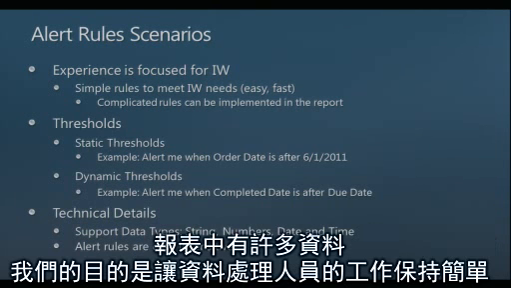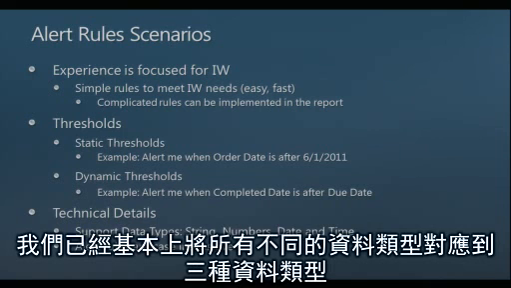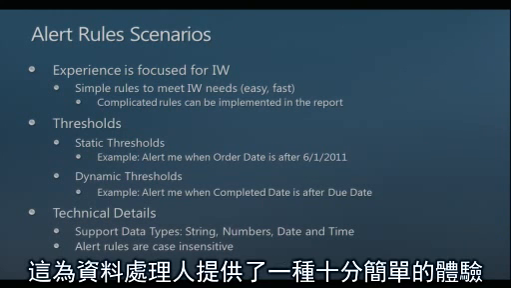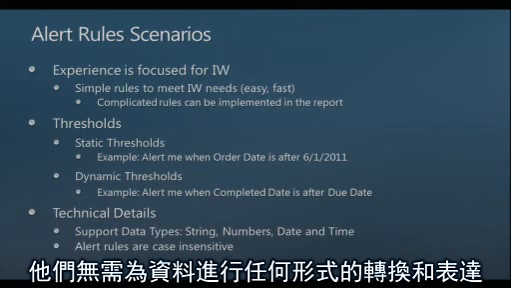Now, underneath the covers, there's lots of data and reports, but we try to keep things very straightforward for information workers. And so what we've done is we've mapped all of the different kinds of data types to essentially 3 different data types. You either have a string, a number, or a date time. And that provides a very simple experience for information workers, and they don't have to do any kind of conversions or any kind of expressions on their data.